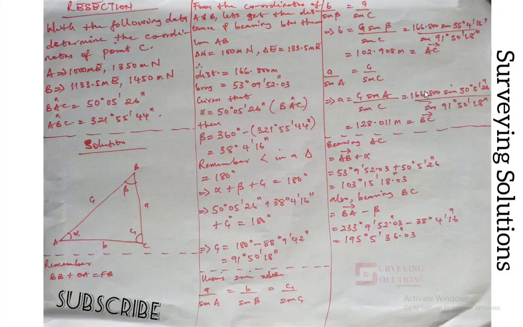Good. So we have 16.8 multiplied by sine A, which is 50 degrees 5 minutes 26 seconds, divided by sine 91 degrees 50 minutes 18 seconds. So by the time you carry out this simplification on your calculator, you should arrive at 128.011 meters, and that's actually your length BC, which is this length, right?